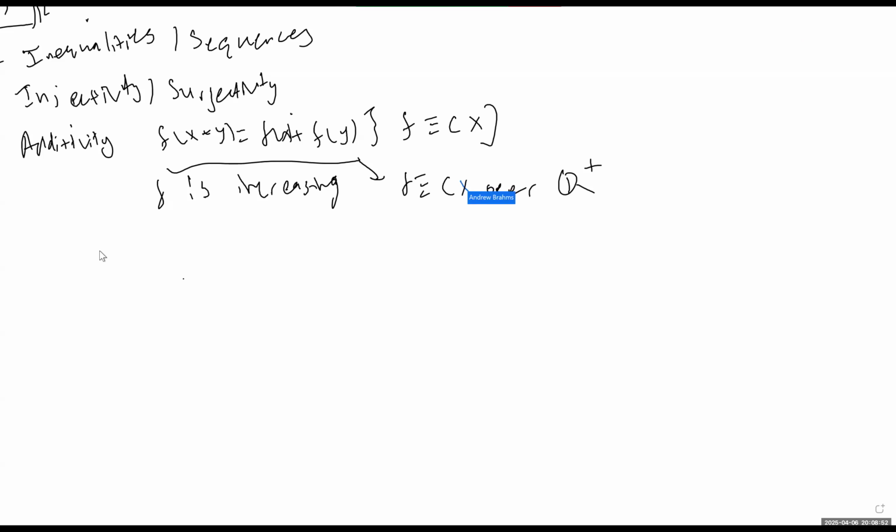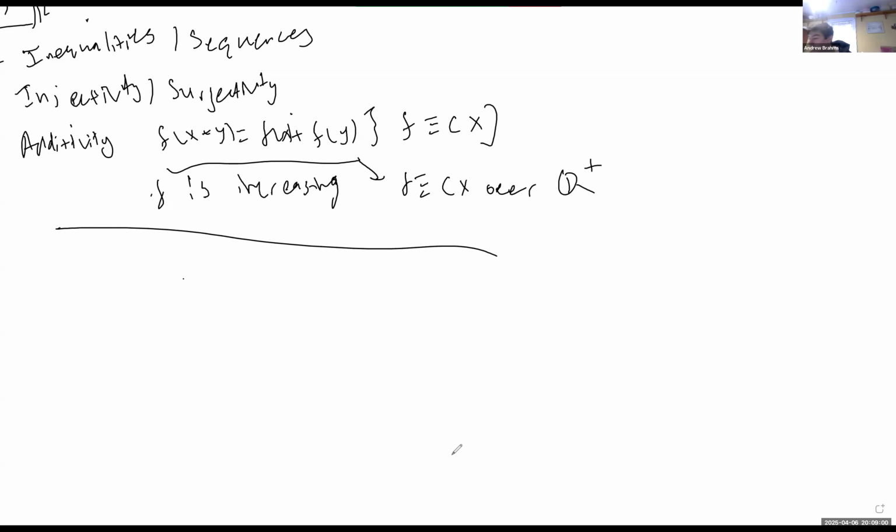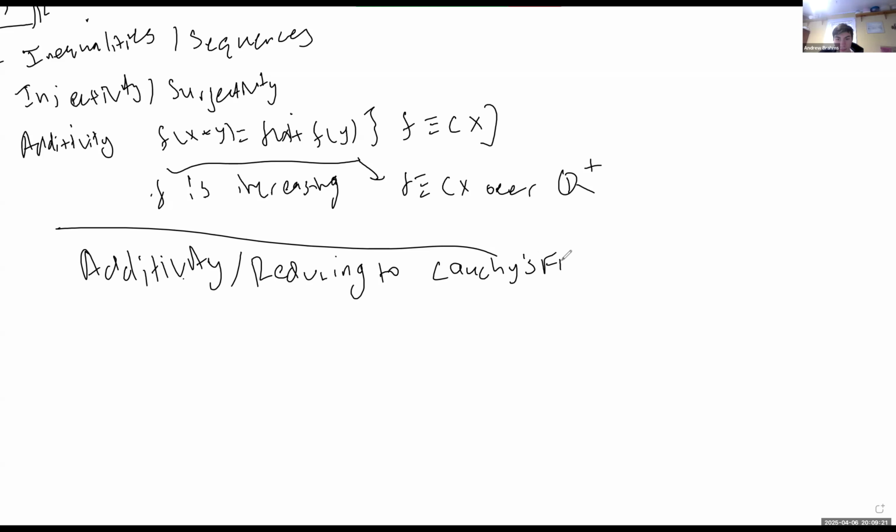All right. So while there are a lot of techniques, I'm going to be focusing mainly on the two big ideas of additivity, which is similar to reducing, and injectivity.